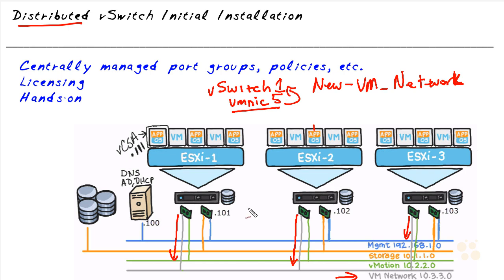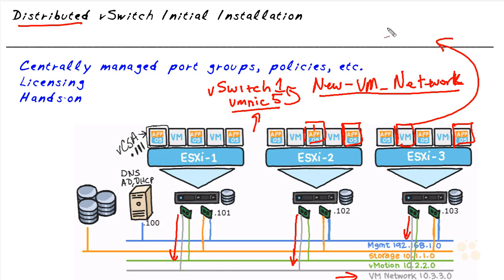Now, one of the challenges of that is that we have some VMs on ESXi2 and ESXi3, and those VMs are currently using the new VM network port group, which is connected to switch 1, and we're about to yank away the uplink. So we'll also take the step of moving all of the VMs that are currently using the new VM network, and we'll move them to a new distributed switch port group.